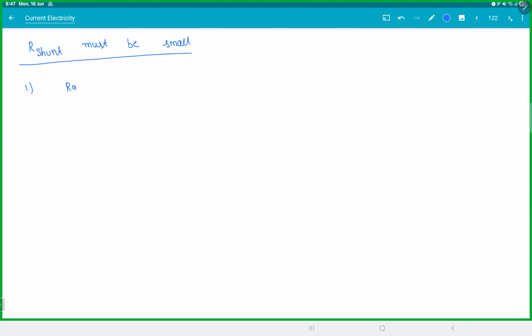This is Ig. We take this as I. This is Rg and this is R shunt. Then we get Ig is nothing but I into R shunt by Rg. It is in that ratio, isn't it? So smaller the R shunt, smaller the Ig, and the better for me. The device is safe.